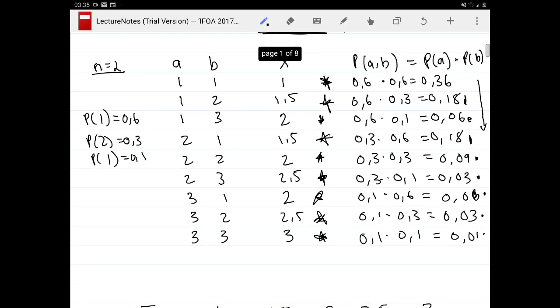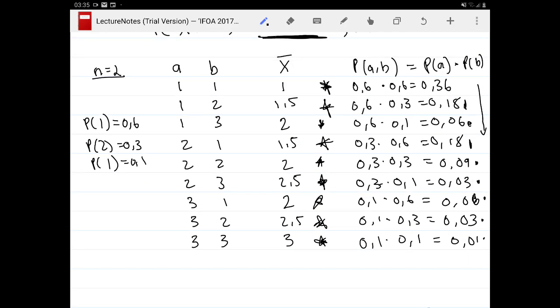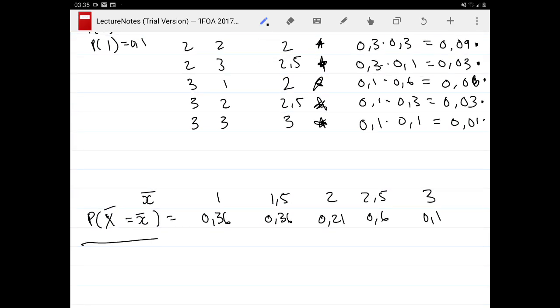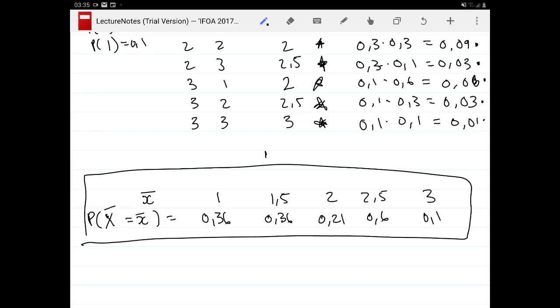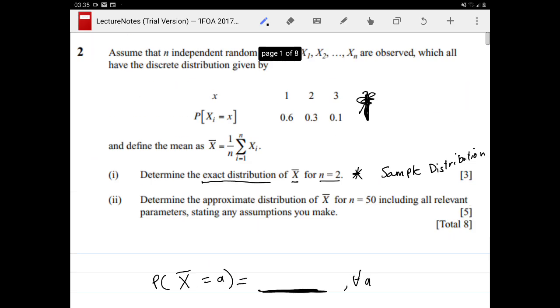So now you can see we've covered every single possible outcome when we take two independent samples, and we've covered every possible outcome for our x bar. So this is the exact distribution of x bar when n is equal to 2. And that's question 1. So question 1 is quite involved in terms of the calculations, but it's not really difficult in terms of understanding what it means. Okay, and obviously this is a valid probability distribution if these things add up to 1, which you can go and check, and I'm pretty sure they do because I've done this before. But anyway, we move on to question 2.